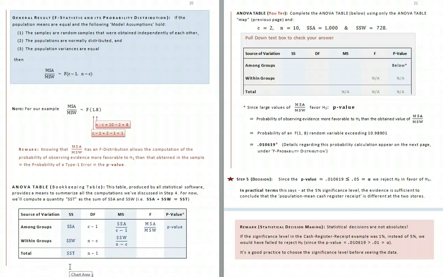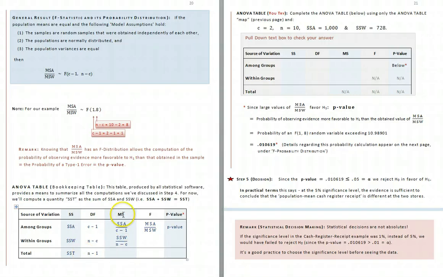So to complete this table, you would put in what we've computed for SSA, what we've computed for SSW. You would sum SSA and SSW to get SST. You would then put in C minus 1, the number of samples minus 1. You'd put in N minus C, the total number of observations in all the samples minus the number of samples. And then you could do one of two things. You could either sum these two, or you can just put in N minus 1 because you'll get the same thing.